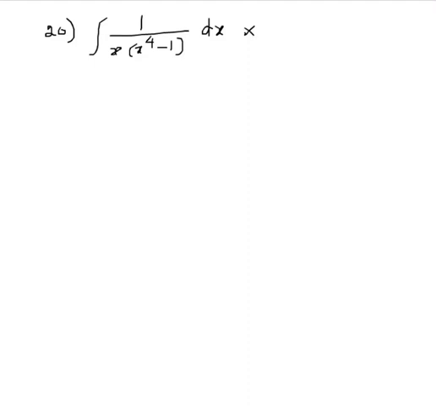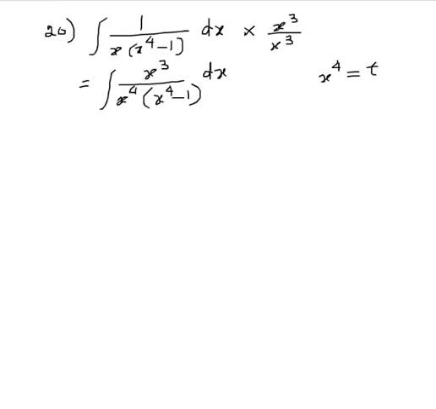So let us multiply both numerator and the denominator by x cube. Therefore, we get integral x cube divided by x power 4 times x power 4 minus 1 dx. Now we have x cube dx in the numerator and x power 4 in the denominator. Therefore, let us take x power 4 as t, because the differential of x power 4 gives us the 4x cube term.